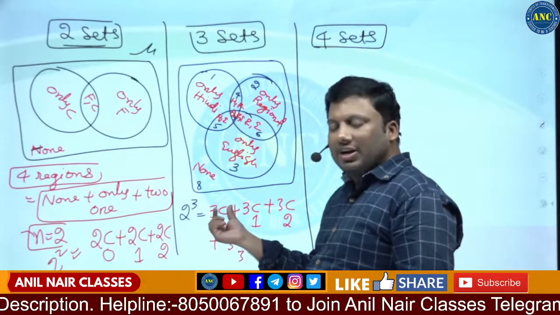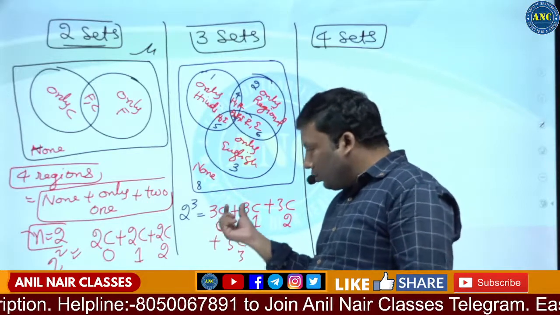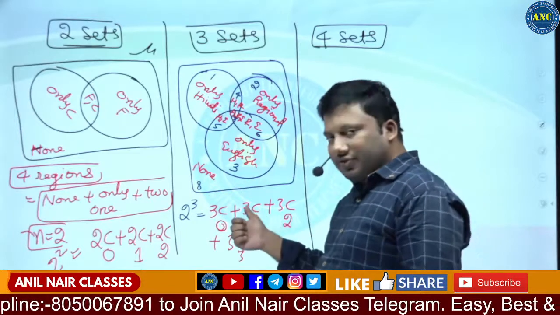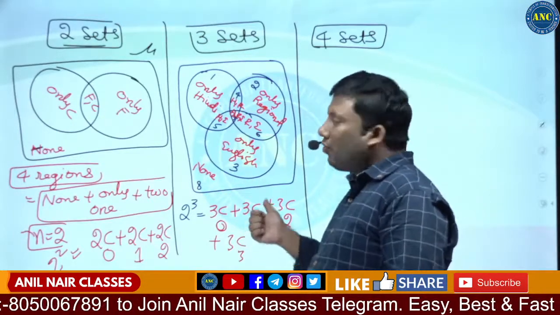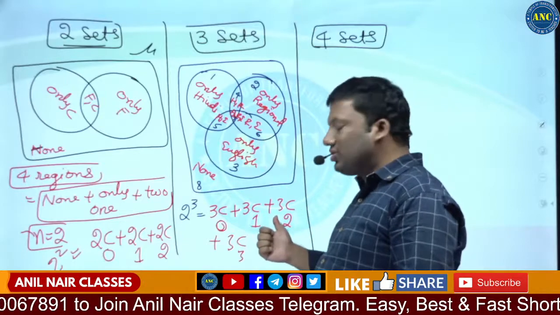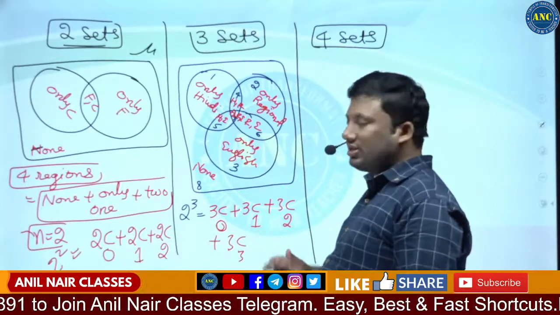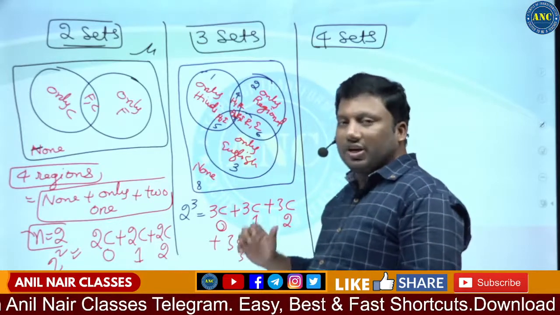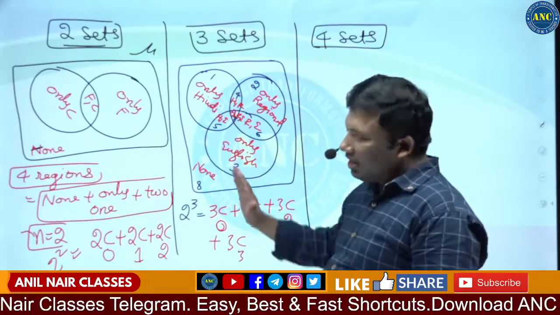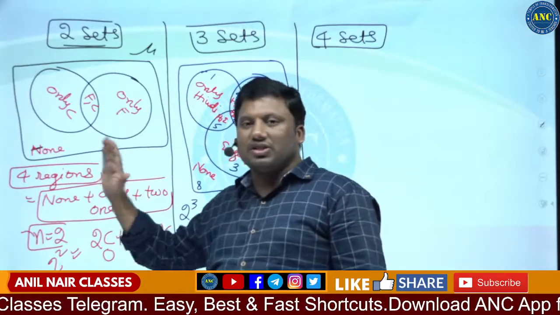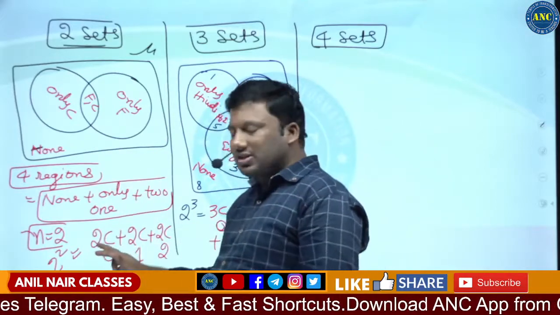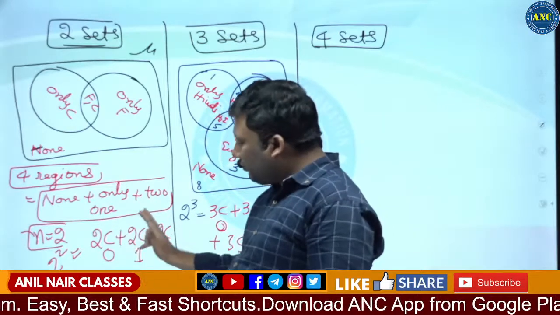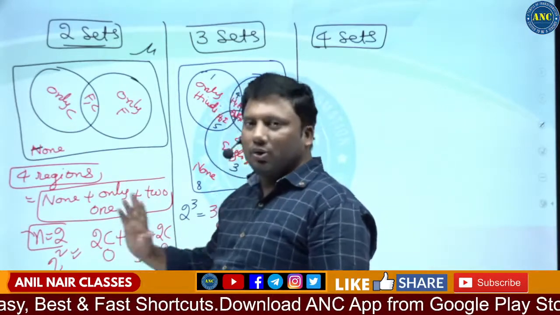Out of 3 kinds of parameters given, I do not watch any movies. 3C0, I got 1. Out of 3, I can watch only Hindi or only regional or only English. 3C1, 3 regions. Out of 3, it is 2. Out of 3, it is 3. I hope it is clear. For 2 sets, the number of regions is 2 square because of this concept. nC0 plus nC1 plus nC2. Sum of the coefficients is given by 2 power n.